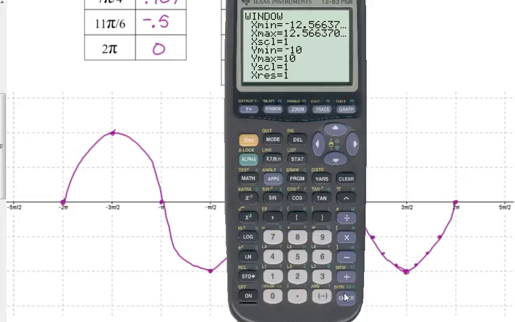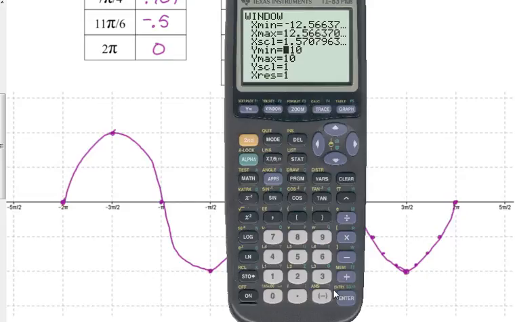For the scale, I'm going to make my scale the same thing as what I have on the paper. I'm going to make a tick mark every pi over 2 units. Now, that's not something that you have to do, but it does help if you're just trying to do some of this stuff by inspection.